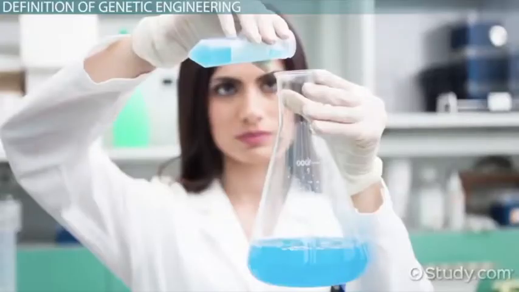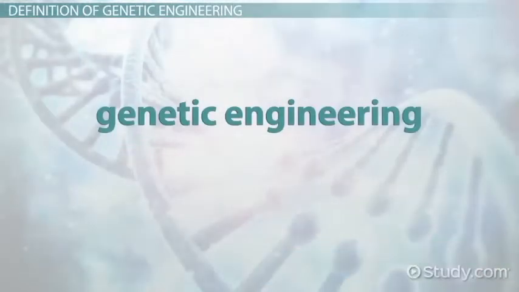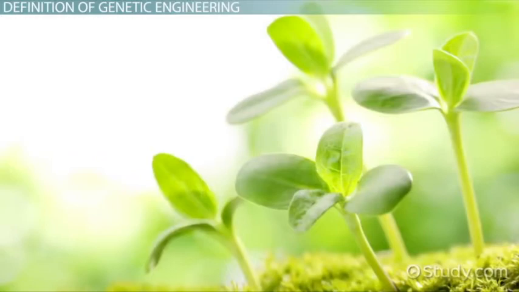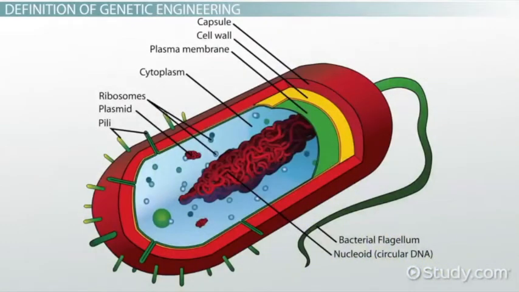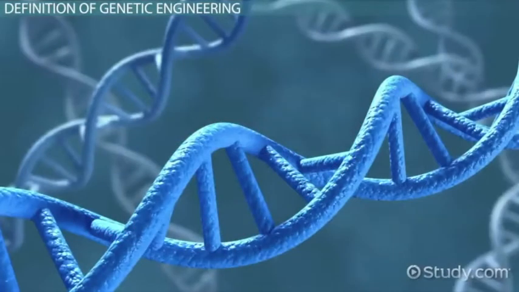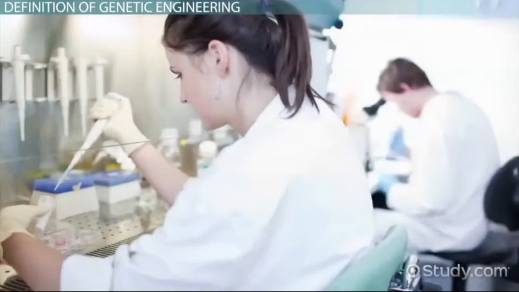Doctors really focus on using genetic engineering to cure deadly diseases such as Alzheimer's, diabetes, and heart disease. Genetic engineering is the process of cutting and pasting DNA from different sources inside a cell. These cells can be part of a multicellular organism, like a plant, or inside a single cell, like a bacteria. DNA is the blueprint for every cell and gives all the instructions for the cell's job. Let's look at some examples of how scientists use this technique to design treatments for diseases.